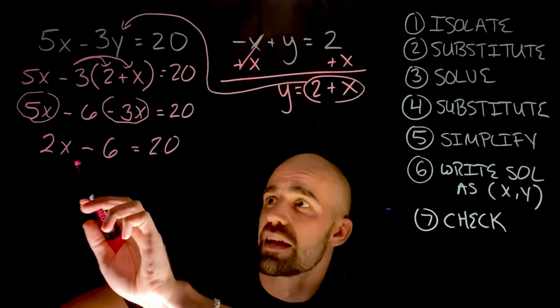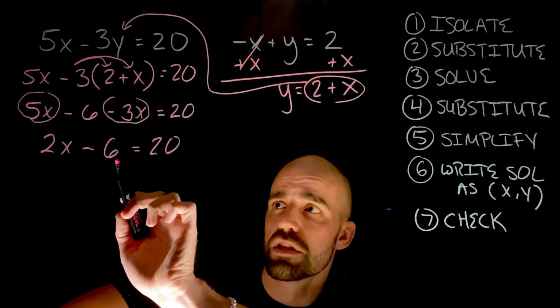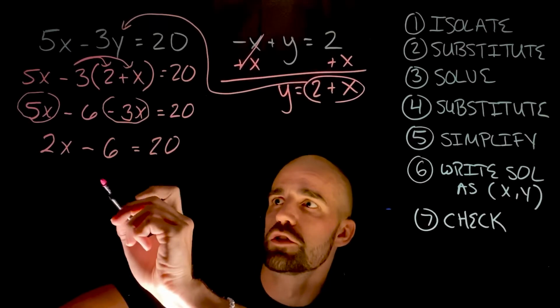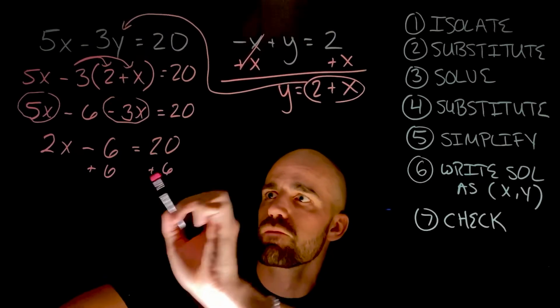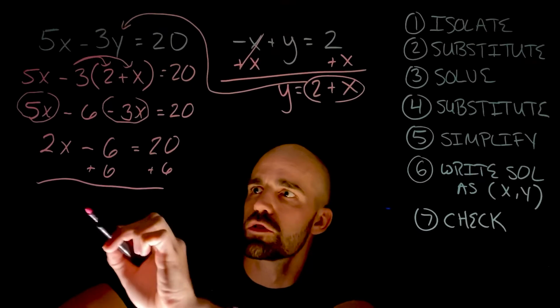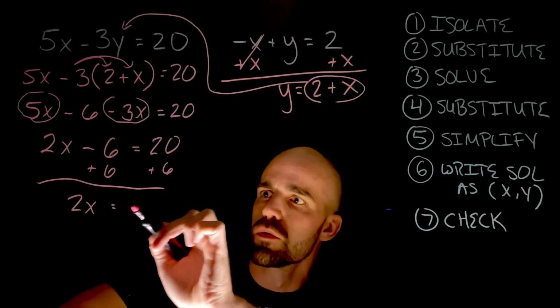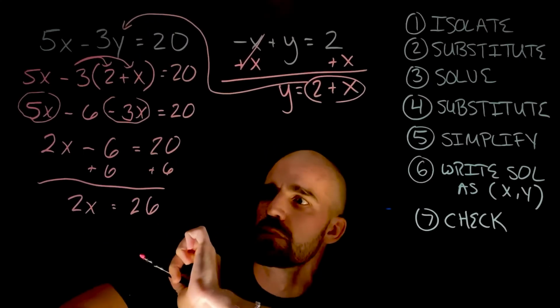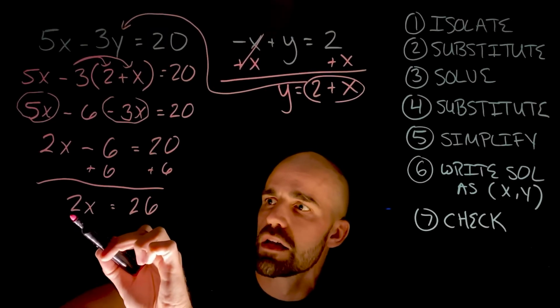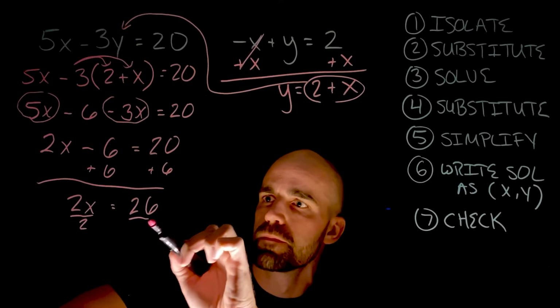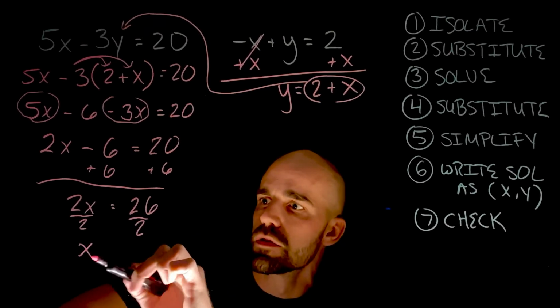So I'm going to get x alone. I need to do the inverse operations of -6 and times 2, which first would be to add 6 to both sides. So I have 2x equals 26. And then my last step, to cancel out a times 2 to get x totally by itself, I would divide by 2 on both sides. So I have x equals 13.